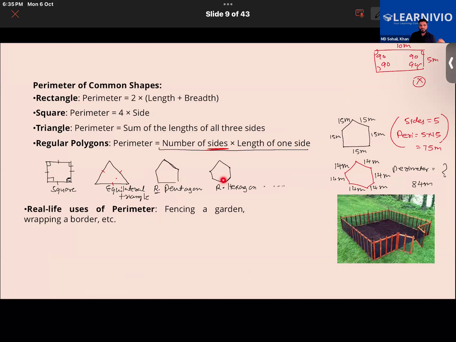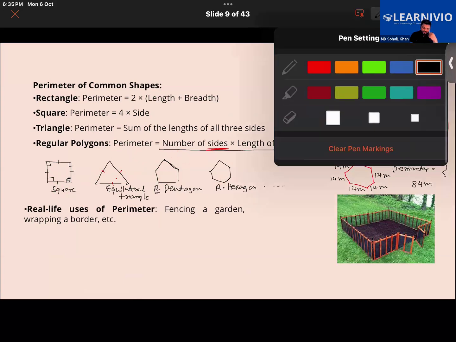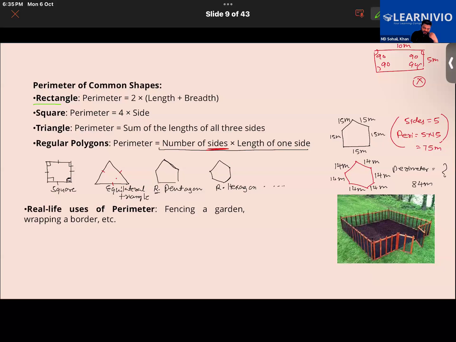In order to find the perimeter of these regular polygons, we have a short formula: number of sides multiplied by length of one side. That gives us the perimeter of the regular polygon. These are the important ones. The perimeter of a rectangle is twice of length plus breadth. For a square, it is 4 into side. And for a triangle, it is simply the sum of the lengths of all three sides.